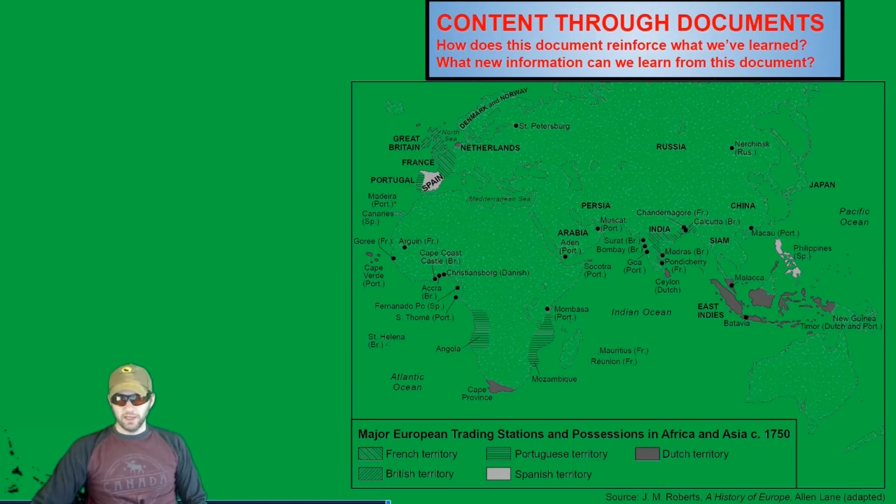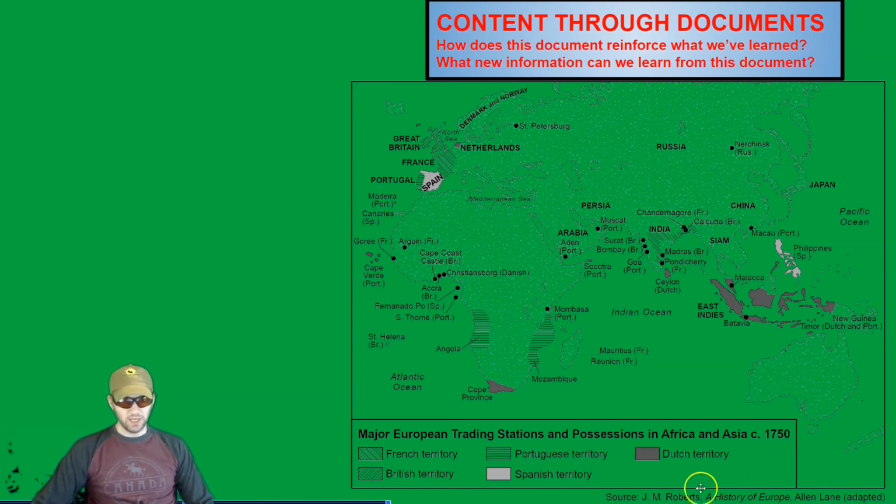Okay, today we've got a map of the Eastern Hemisphere, Europe, Asia, Africa, Australia, circa around 1750. Okay, so let's get some content through the documents. What do we see here that we've already learned, and what can we learn new from this map? All right, so look at our key, 1750. Look at the source. Yeah, history of Europe.